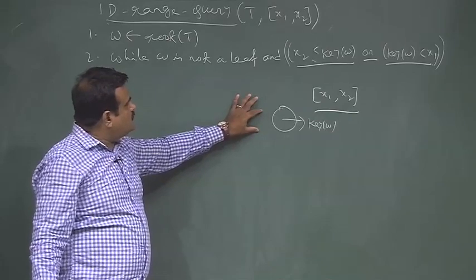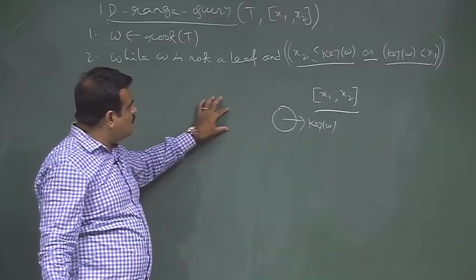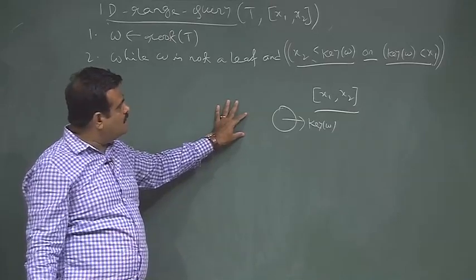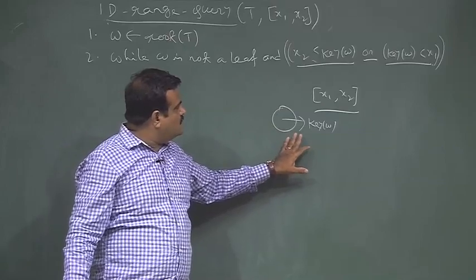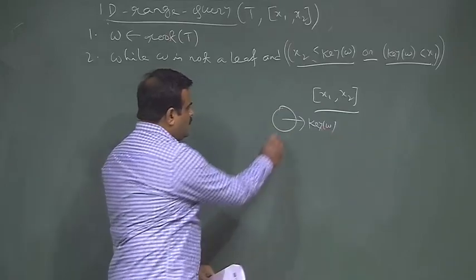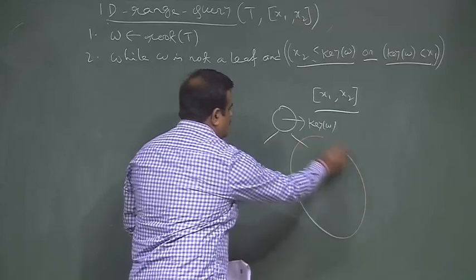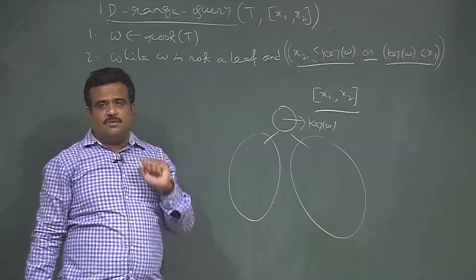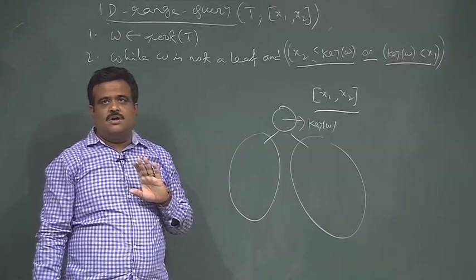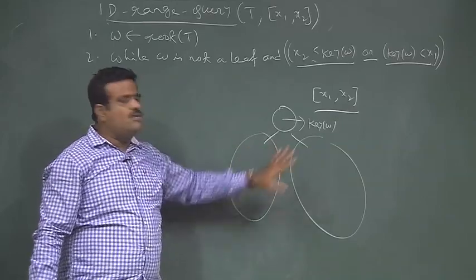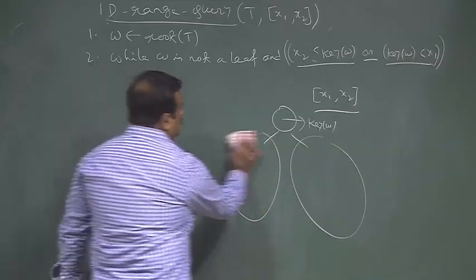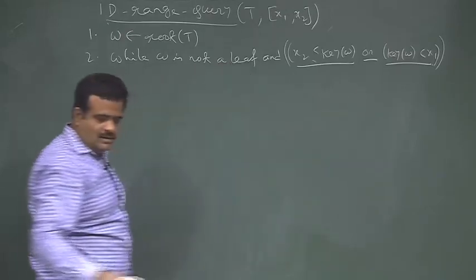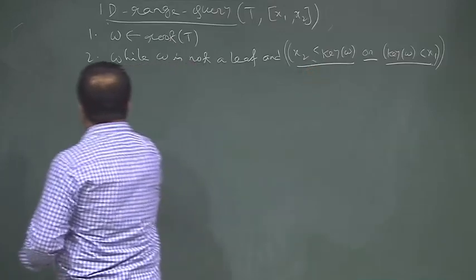Now if x2 is less than key of w, that means our interval is completely on the left side, then we will go to the left part. Otherwise, if x1 is greater than key of w, then our interval will be on the right side. So we have to search either this part or that part. That means it is not a split node. This is the check that it is not a split node, so there is nobody on the other side. Either way we have to go, that is the idea. So we go either left or right, whichever is matching.